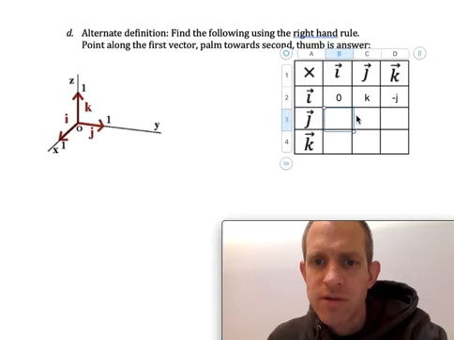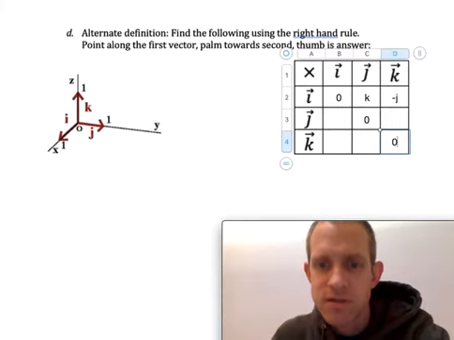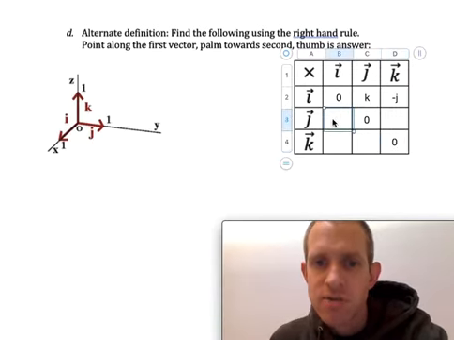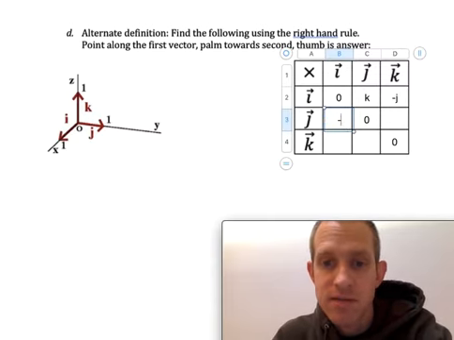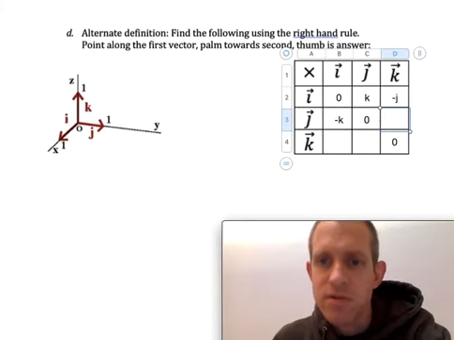If you go in and fill in the rest of this table, j crossed with j is 0, because anything crossed with itself is 0. And so here's another one. j crossed with i ends up being the opposite of i crossed with j, and that would be negative k. And, well, I can't remember all of these that quickly.